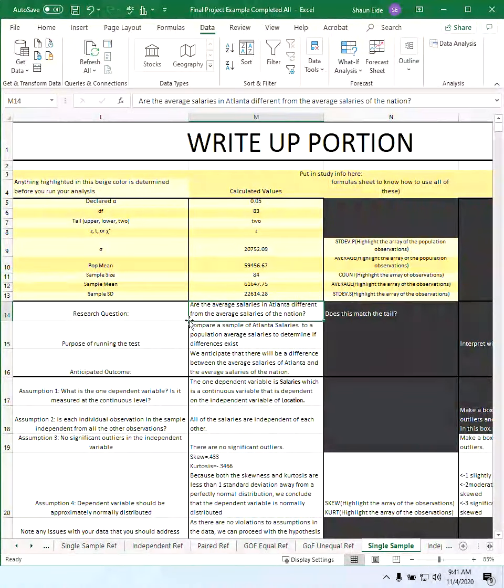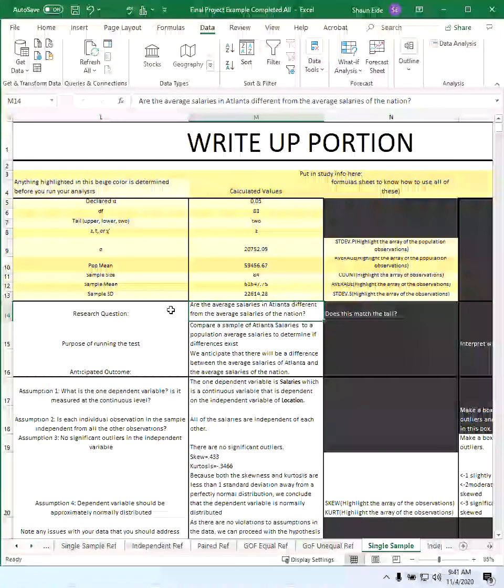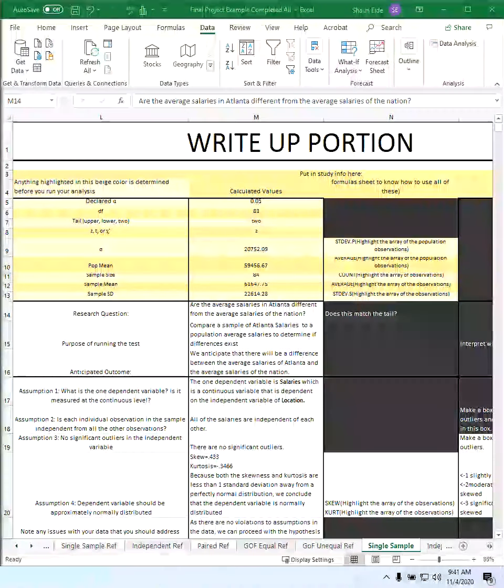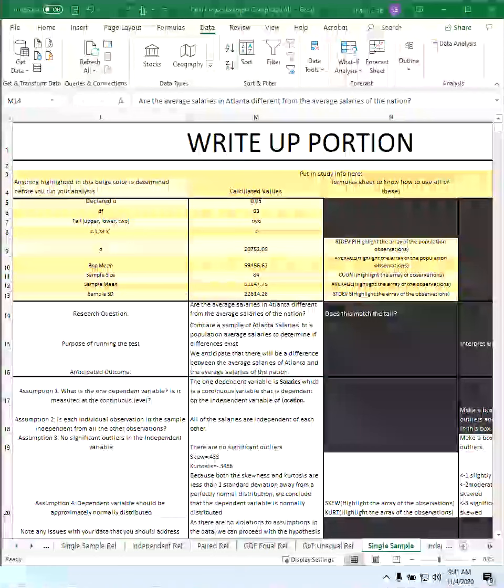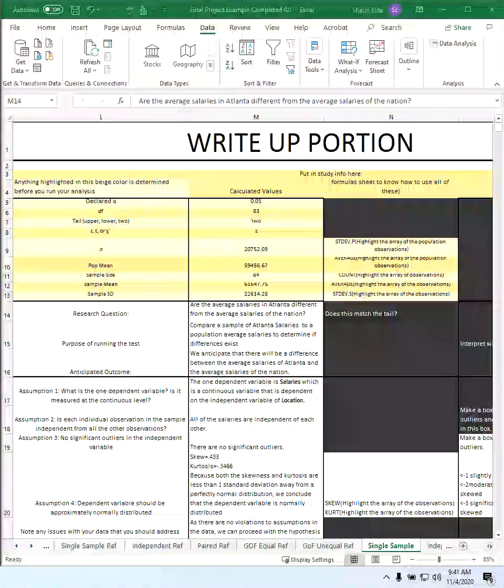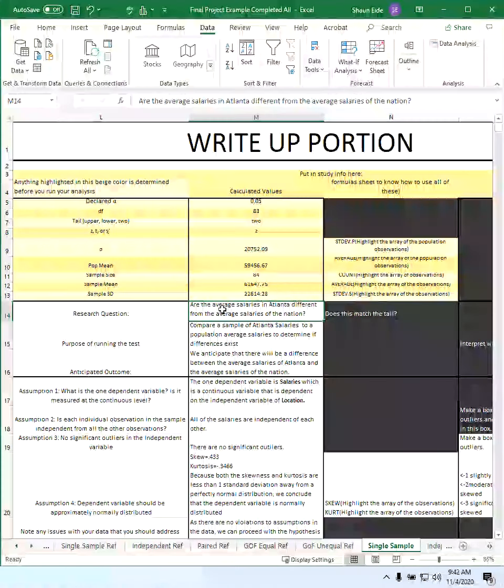So here's the research question. I'm going to ask you to give me the research question. I definitely am going to ask you, hey, tell me what the research question is.